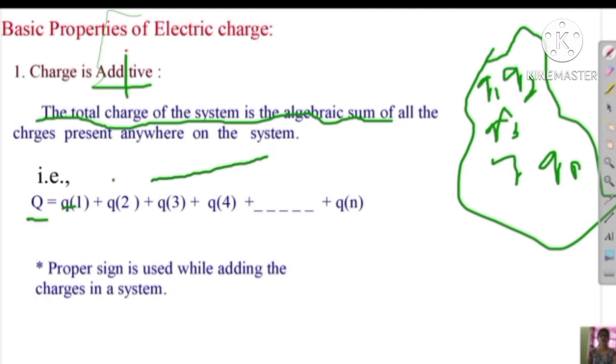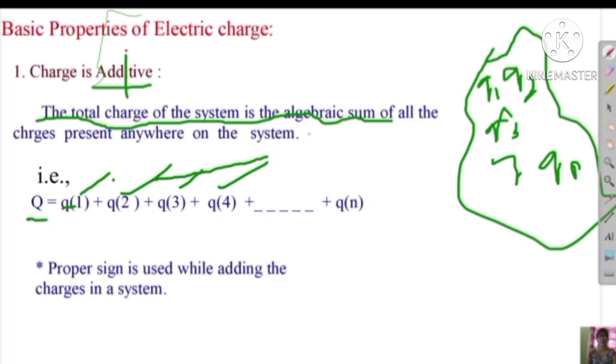The total charge on a system is equal to the sum of all the charges. As I had given here, there are n number of charges. I am going to denote it by Q1 plus Q2 plus Q3 plus Q4 plus so on up to Qn. Is it clear? Whatever the number of charges present, you have to sum them. That is, charge is additive.